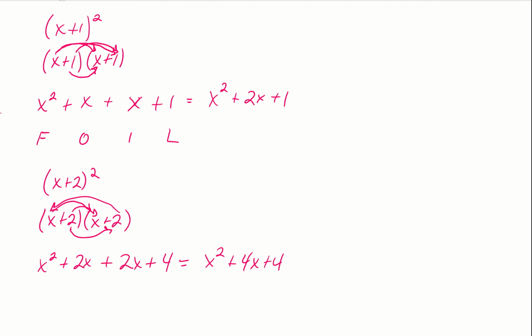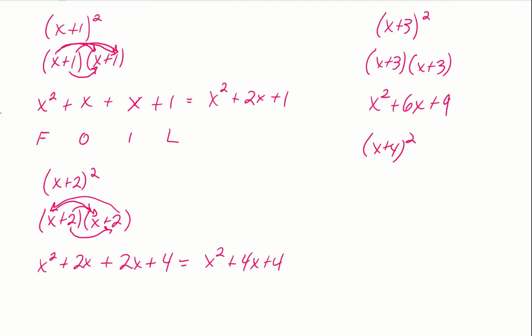I'm going to keep going, and we'll look at x plus 3 quantity squared, which would give us x plus 3 times x plus 3, and that gives us x squared plus 6x plus 9. And let's look at one more. So if we have x plus 4 quantity squared, that gives us x plus 4 times x plus 4. And if you were to FOIL that, you would get x squared plus 8x plus 16.